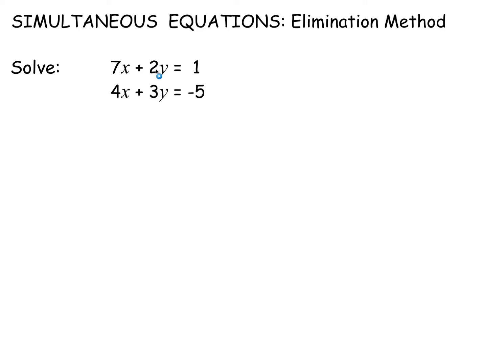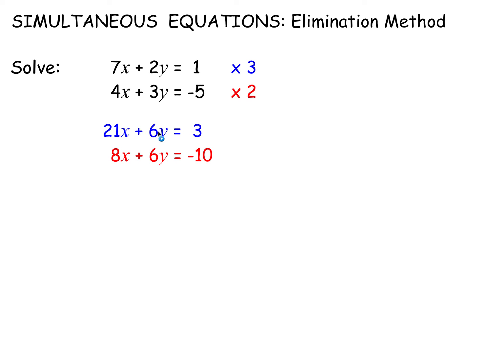So to make this top line 6y, I need to multiply everything in the first equation by 3. 3 times the 7x, 3 times the 2y, and 3 times the 1. So the top line times 3. The bottom, I want to multiply by 2, so I get a 6y here. 2 times 4x, 2 times 3y, 2 times negative 5. So top line times 3, left and right, bottom line times 2. Now with these two equations, for neatness I put a space between them so we can see a new set of equations here.